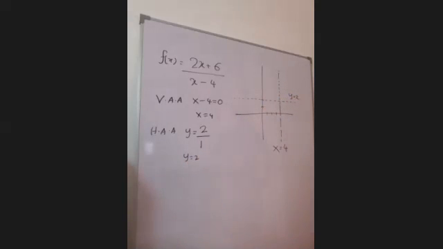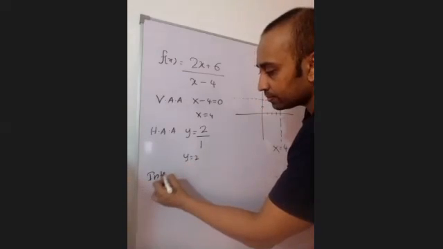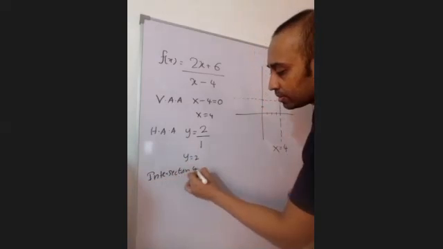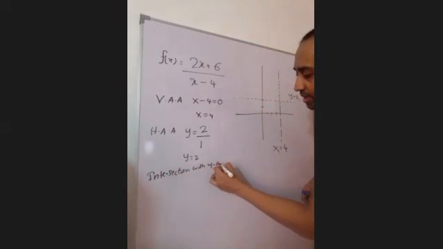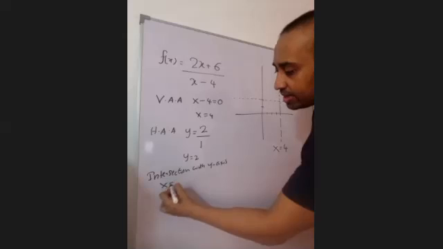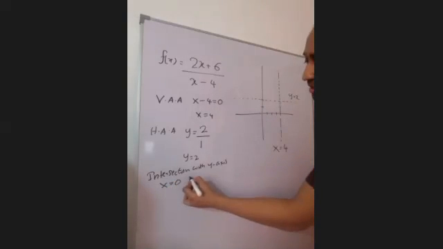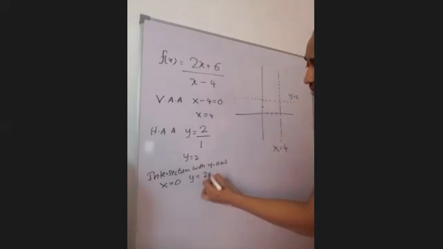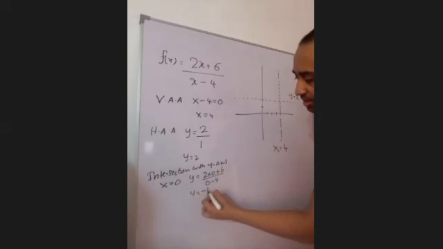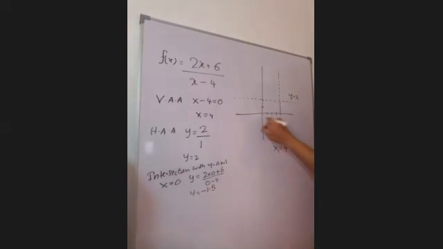Now you need to draw the shape of it. To understand the shape, we need to see the intersections with the axes. That is a clue for drawing this graph. Intersection with the y-axis: you make x equals 0. In this function, y equals 2 times 0 plus 6 divided by 0 minus 4. That is y equals minus 1.5. So the graph should travel through this point, minus 1.5.